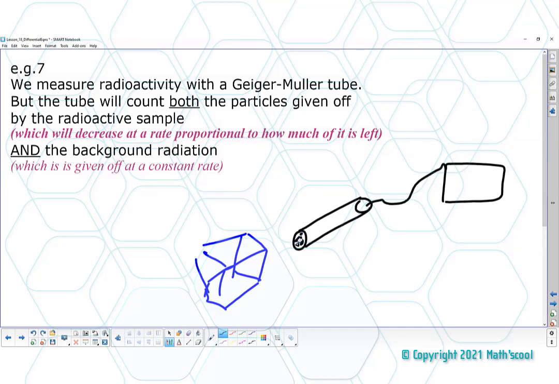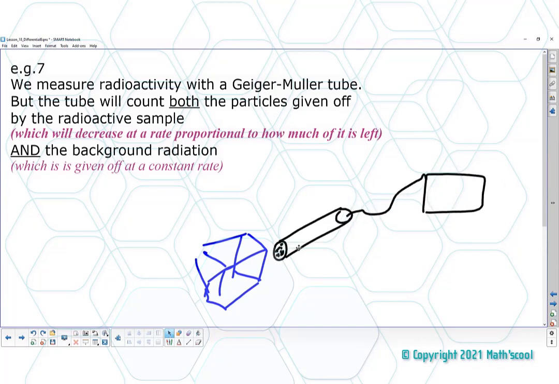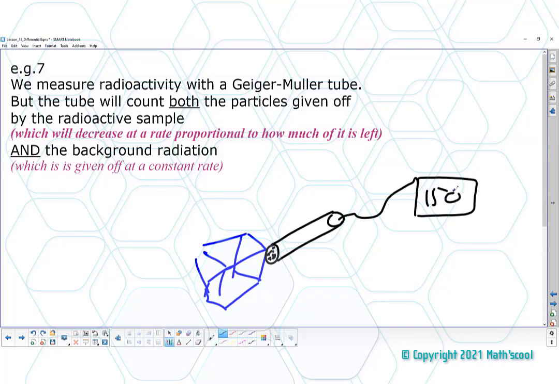And when you bring it near to here, you get a huge count rate on this meter. I don't know, 150 or something like that. It goes, have you ever heard it? You must have heard it, Geiger Muller.